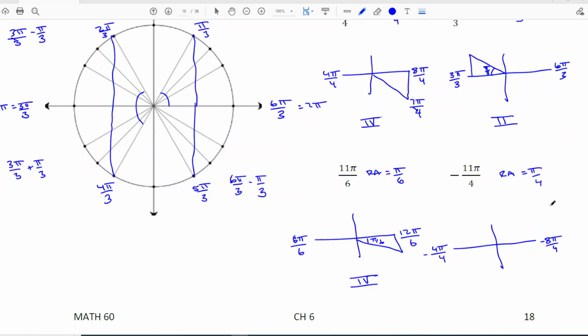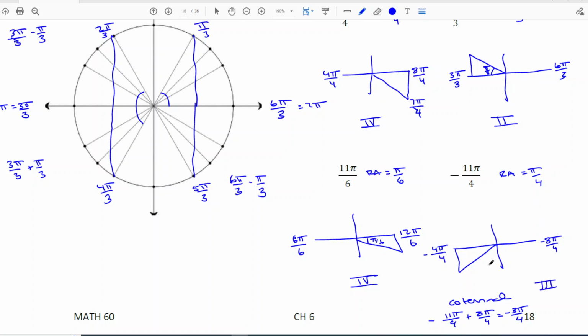So if I wanted to, I could find a coterminal angle to negative 11 pi by 4. I could take the negative 11 pi by 4 and add 2 pi. So I could add 8 pi by 4, which would give me negative 3 pi by 4, which would now tell me that I'm 1 pi by 4 less than negative 4 pi by 4. So this is going to be quadrant 3.